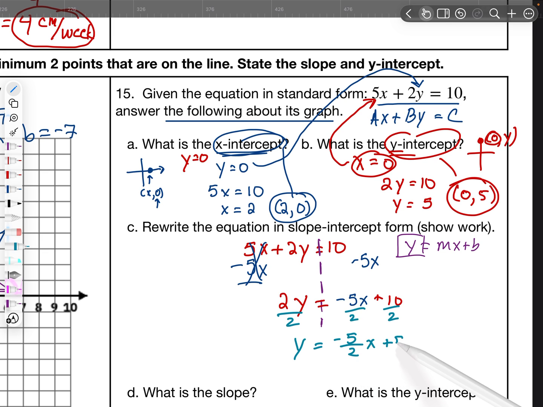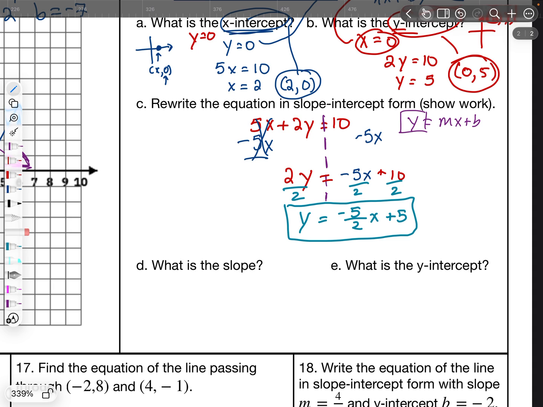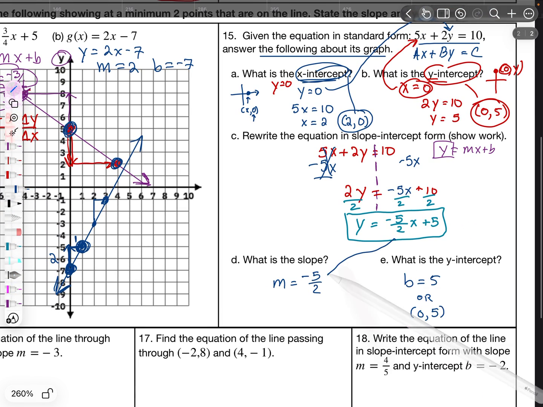And don't worry about that fraction, negative 5/2. These are awesome because that's a slope. I know where this line starts on the y-axis, and I know it goes down 5 y's and then over 2 on the x as I go from point to point. D, what's the slope? We just grab those right out of the equation. It's negative 5/2, and the y-intercept is 5, or you could write (0, 5).